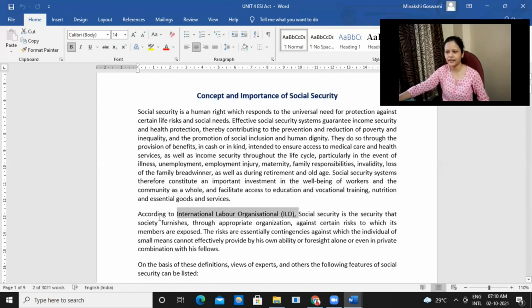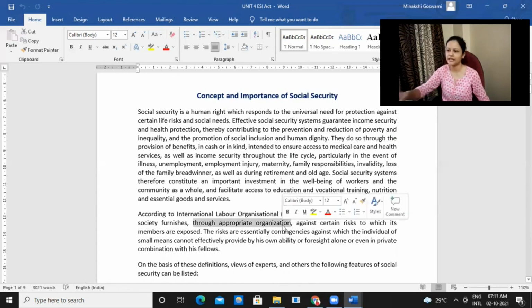If we look at ILO's definition, the International Labour Organization's definition of social security, it basically says that social security is security that society furnishes through appropriate organization. Like in this case, we would see that under a certain legislation, the appropriate government would be given authority, or some special body or organization itself would be set up, that has the responsibility of taking the measures and providing the social security related schemes or benefits to employees.